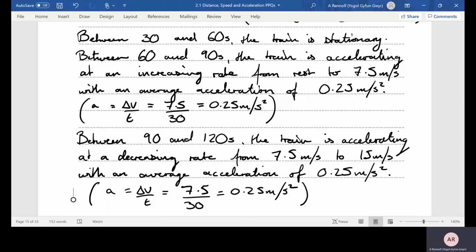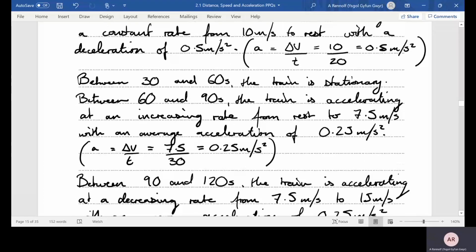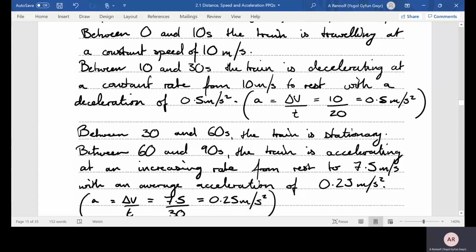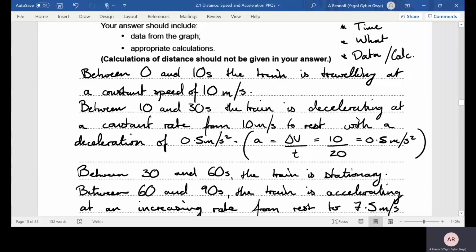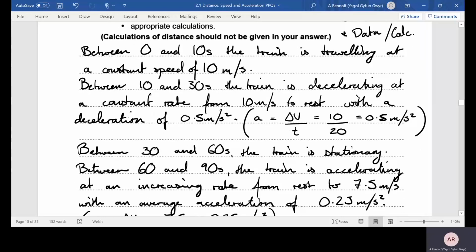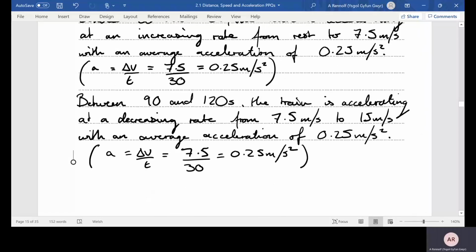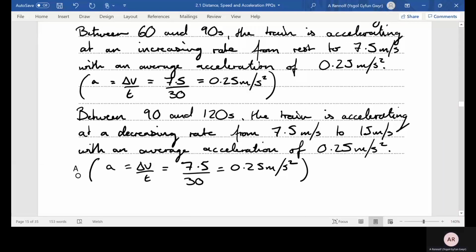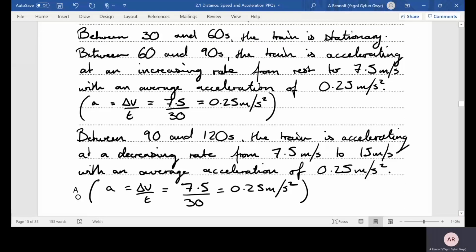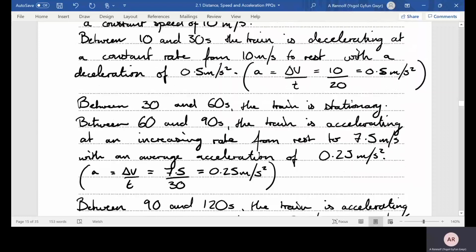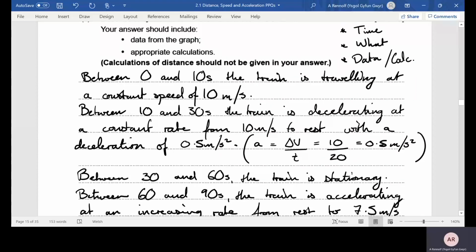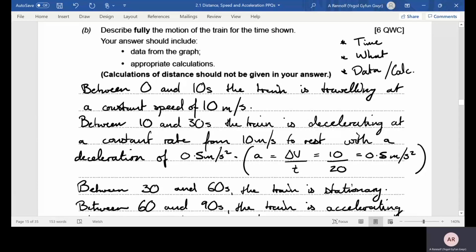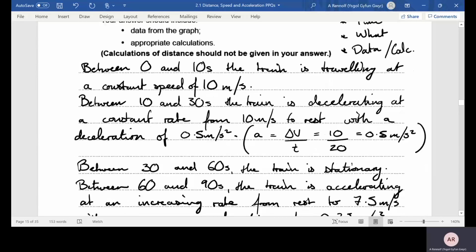Okay. Now notice, for each of the sentences I've written here, for each of those 5 sections, I've given a time, said what happens, and then I've given data and a calculation to support what I'm saying if I can. When you write answers to 6-mark questions like this, you should be following the exact same structure as I've done there. It'll guarantee you 6 marks if you get the calculations right.